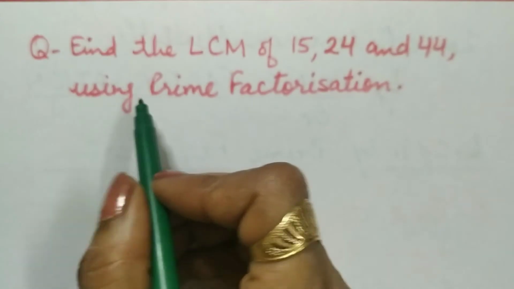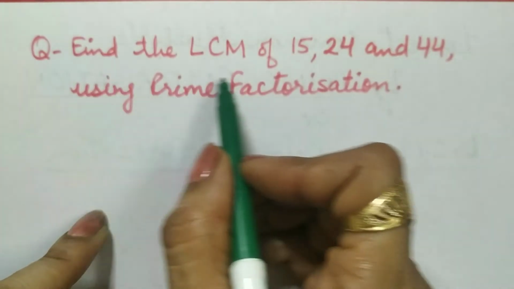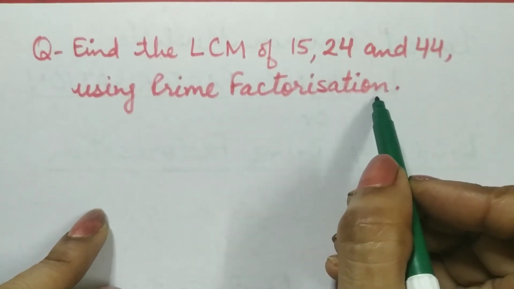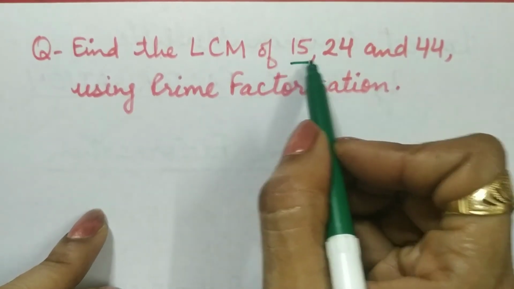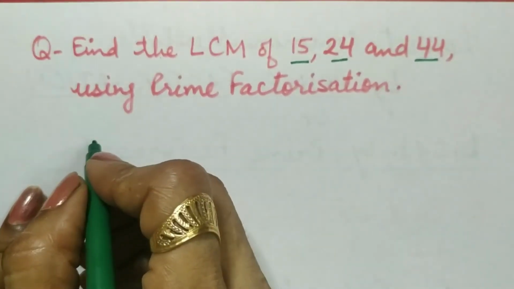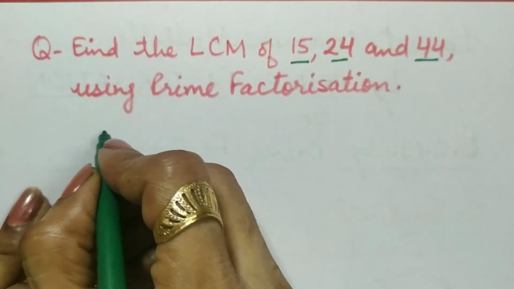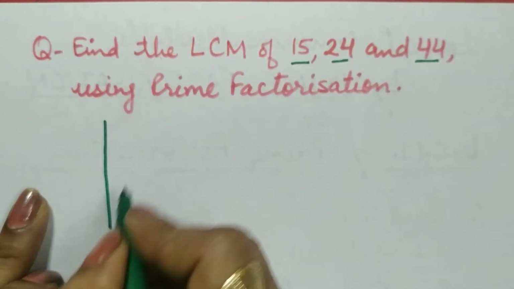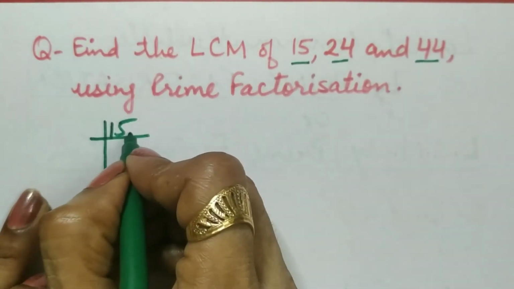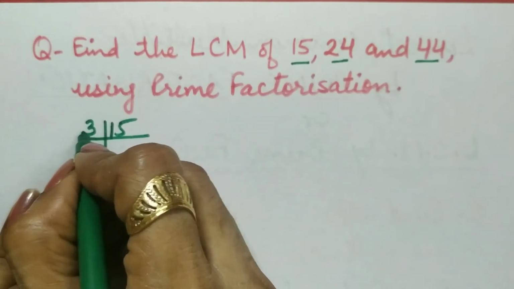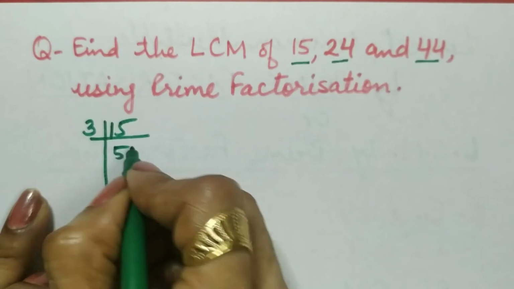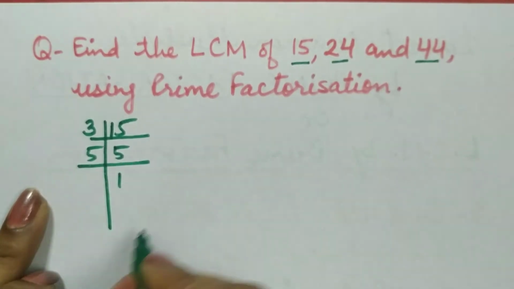Let's take one more example. In this, you have to find the LCM of 15, 24 and 44 using prime factorization. In this, I have taken 3 numbers. So, in the first step, we have to do the prime factorization of 15. Draw a pattern like this. 15 is an odd number, so it is not divisible by 2. So we have taken 3 as the prime number. 3 5s are 15. 5 1s are 5.